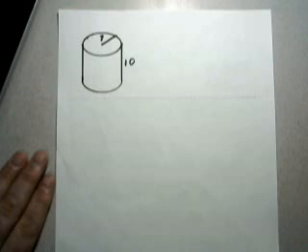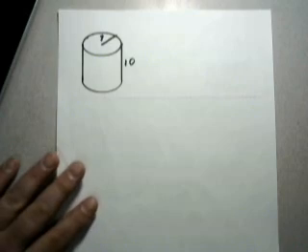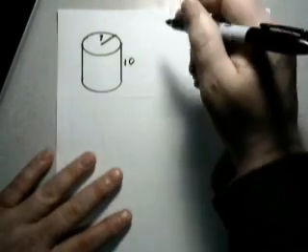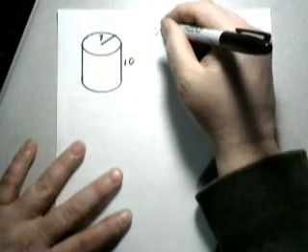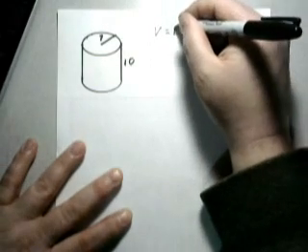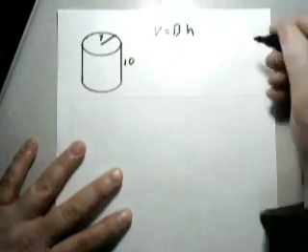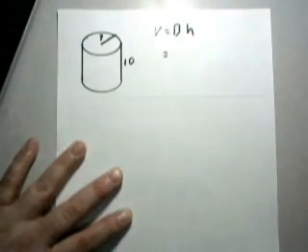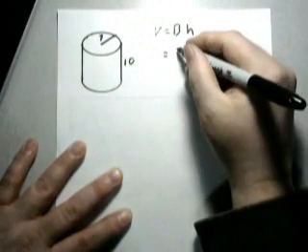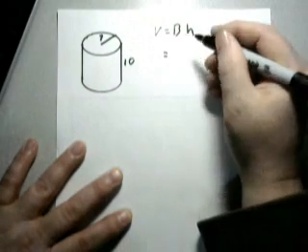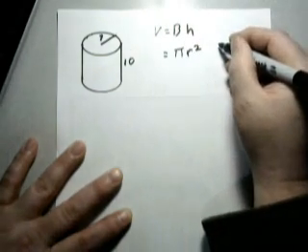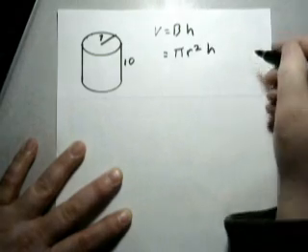Okay, let's continue with number 14. Find the volume of the cylinder. So the volume is equal to the base times the height. In this case, the base is the area of the circle. The area of a circle is pi r squared, and then we multiply that by the height.